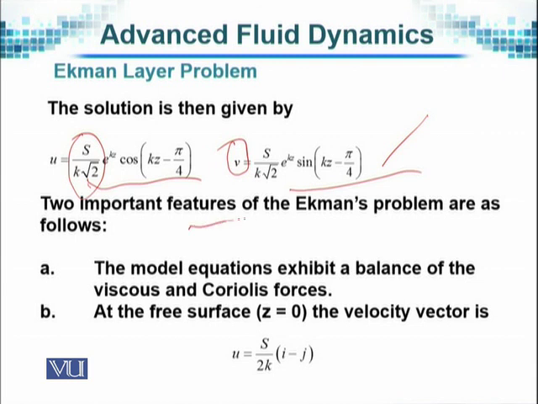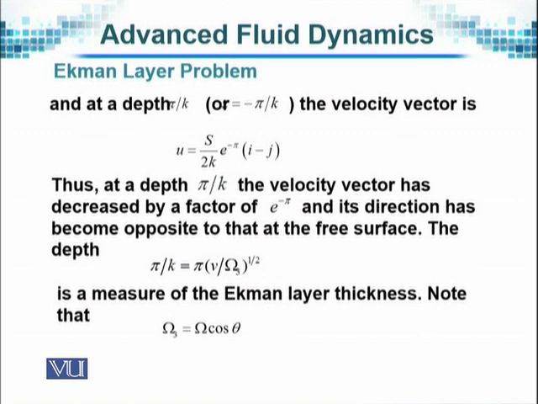The important features of the Ekman's problem are that the model equations exhibit a balance of viscous forces and Coriolis forces as mentioned earlier, and at the free surface where z is equal to 0, the velocity vector is u equal to s over 2k into i minus j, and at a depth of pi over k, the velocity vector is given by this identity. i and j here are unit vectors.